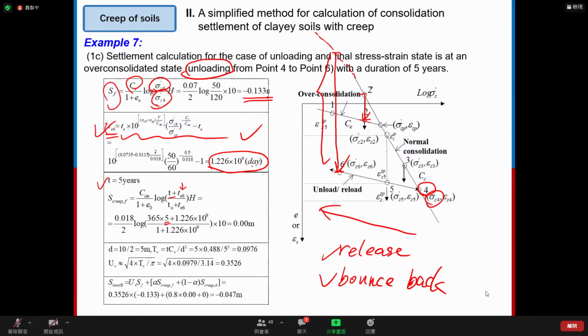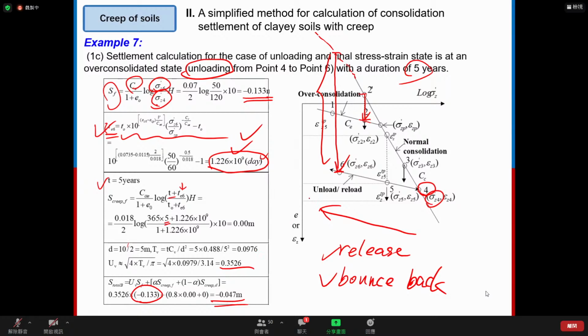This is the reason why this value is so large, because it takes a longer time to reach 0.6 by creep from the reference timeline. So this value is quite large. And UV again is equal to this value because 5 years doesn't change. Finally we get this result. It's a negative value because this one is negative.